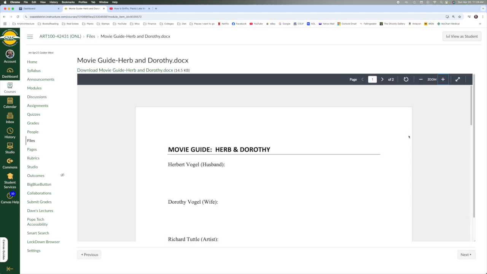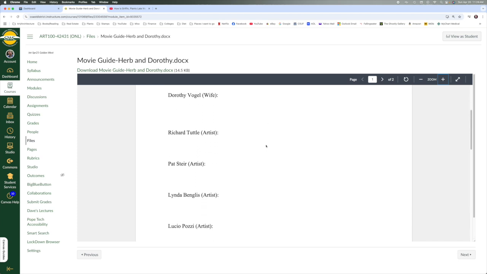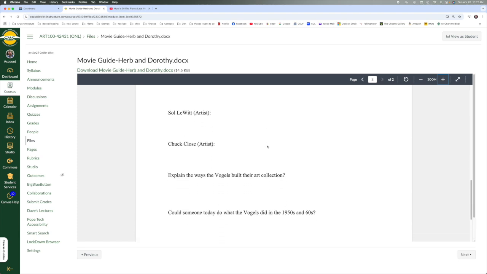So on this movie guide here, you're going to have a lot to put down for Herb and Dorothy, and probably not a lot for any of the other individuals. Although these are all famous artists, they are all interviewed, you'll get just a little blurb about each of them, but then that's really kind of it. But I just wanted to list the most famous artists that you're going to see in this film.